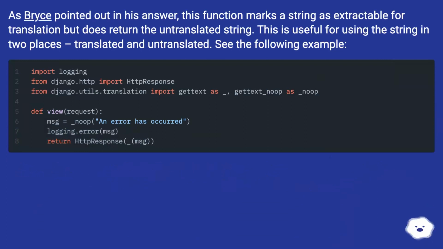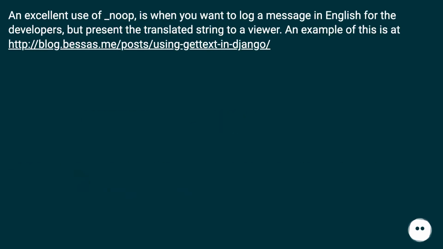As Bryce pointed out in his answer, this function marks a string as extractable for translation but does return the untranslated string. This is useful for using the string in two places, translated and untranslated. See the following example. An excellent use of _noop is when you want to log a message in English for the developers, but present the translated string to a viewer. An example of this is at this URL.